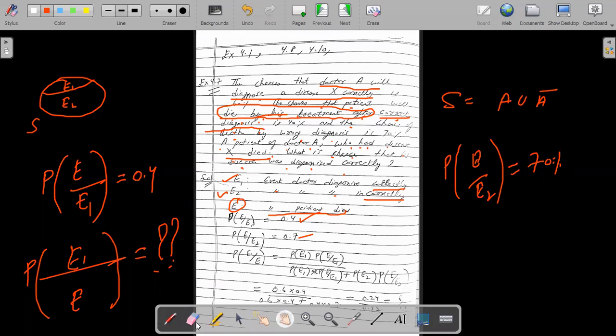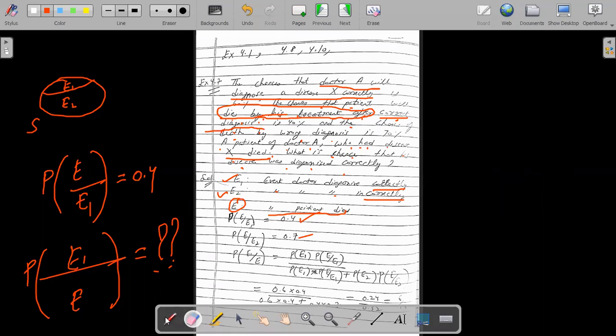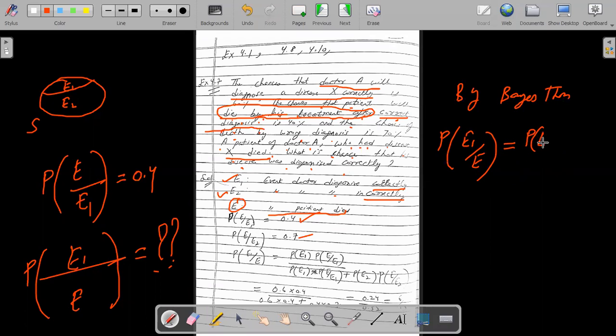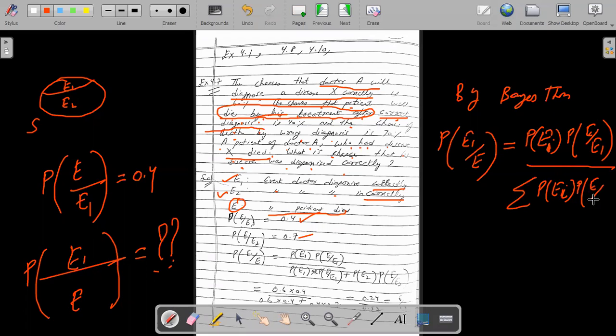सो अब अगर मैं बेस थ्योरम की बात करूँ, मुझे क्या निकालना है? I want to find, so by Bayes theorem, probability of E1 mod E. तो हमें पता है ये कितनी होती है. This is probability of E1 into probability of E mod E1, जो न्यूमरेटर में है वही नीचे है यहाँ पे, over summation probability of Ei, अब नीचे Ei आ जाएगा, into probability of E mod Ei.